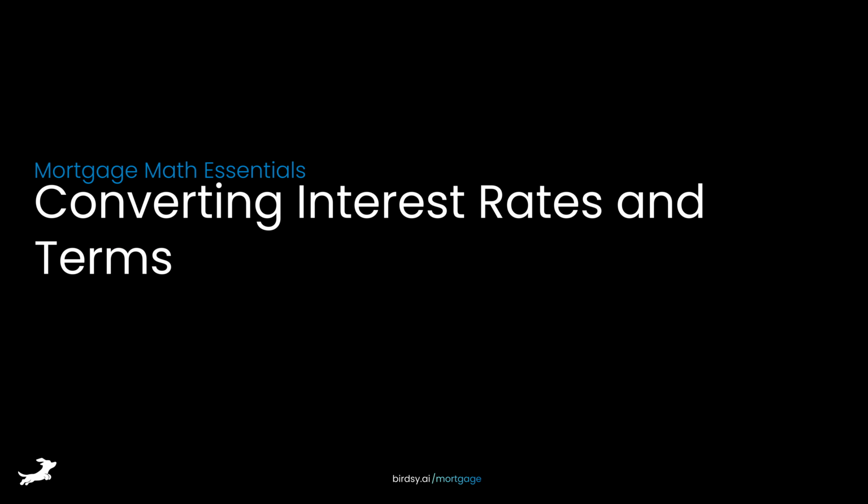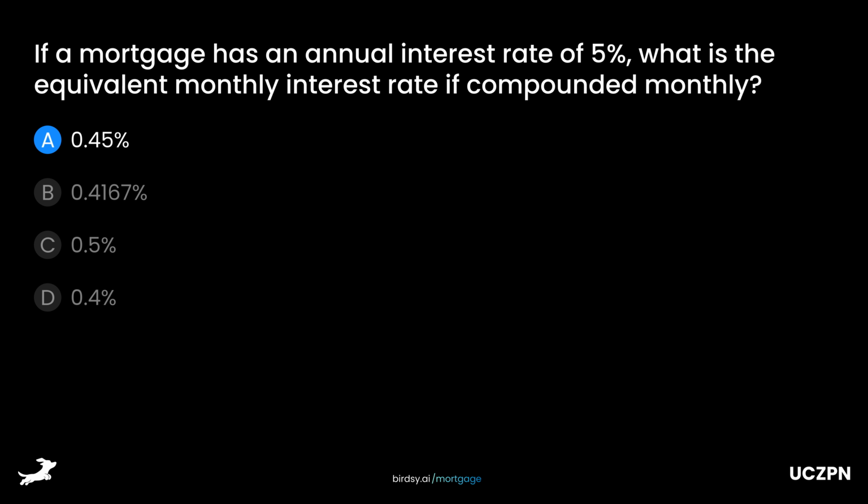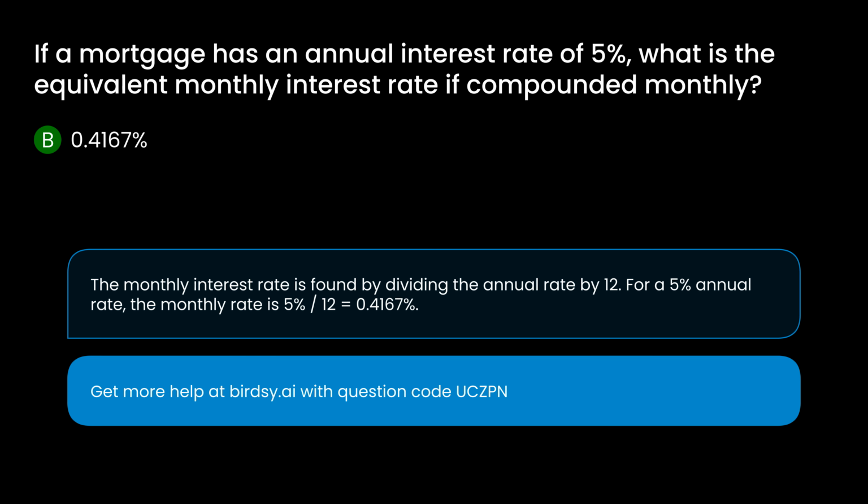Converting interest rates in terms. If a mortgage has an annual interest rate of 5%, what is the equivalent monthly interest rate if compounded monthly? Is it A, 0.45%, B, 0.4167%, C, 0.5%, or D, 0.4%? The answer is B, 0.4167%. The monthly interest rate is found by dividing the annual rate by 12. For a 5% annual rate, the monthly rate is 5% divided by 12, which equals 0.4167%.